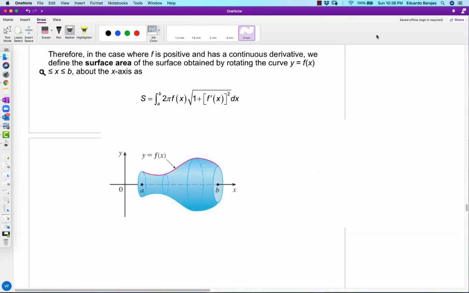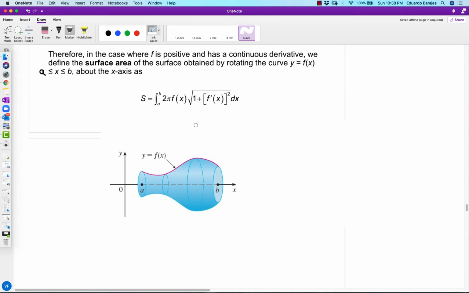Okay, so finally, if we have a case where f is positive and has a continuous derivative, we define the surface area of the surface obtained by rotating the curve y equals f of x, for x ranging from a to b, about the x-axis. In other words, getting this exact same sort of shape, and keep this in mind: some function f of x rotated about the x-axis, assuming f of x is positive, of course. Otherwise, we'd end up with something weird. And this is the exact equation we'd get.